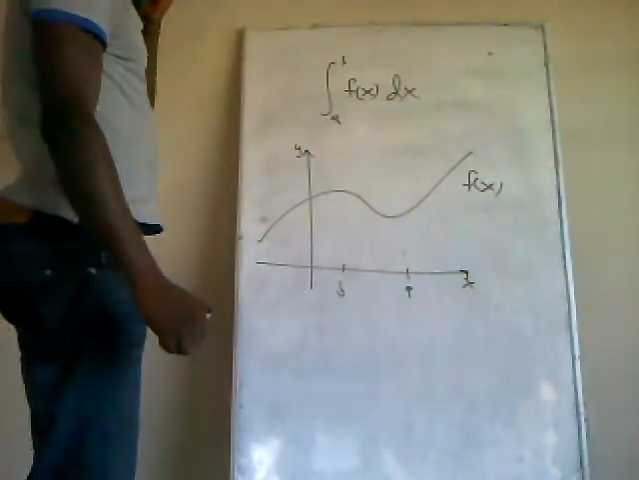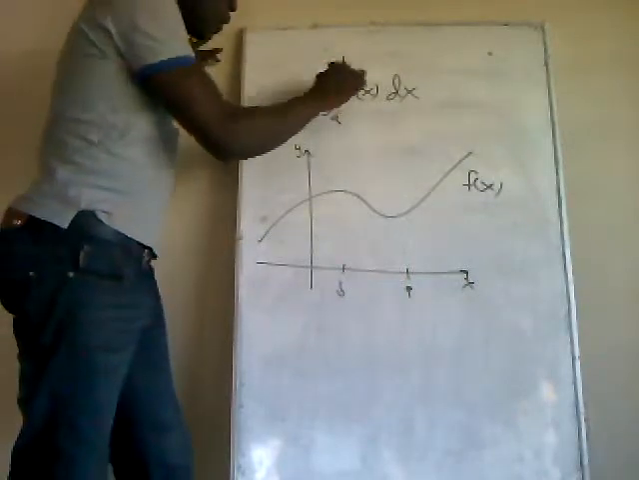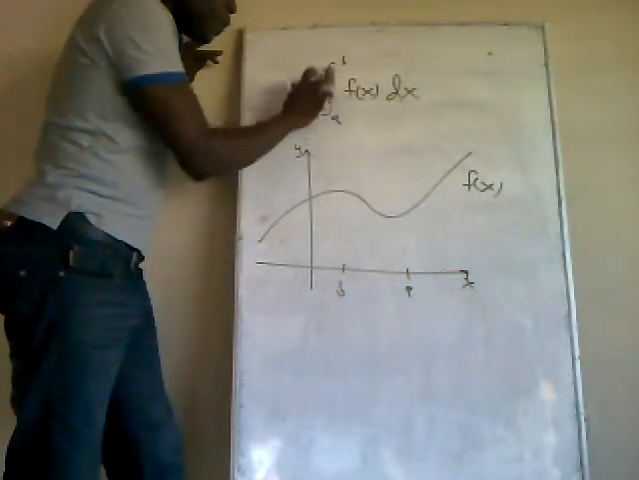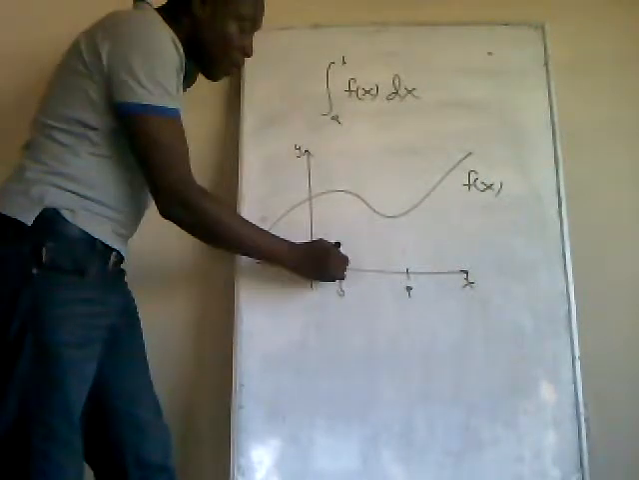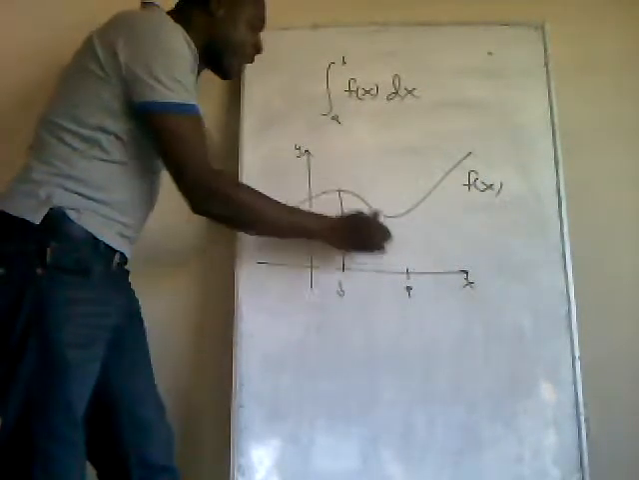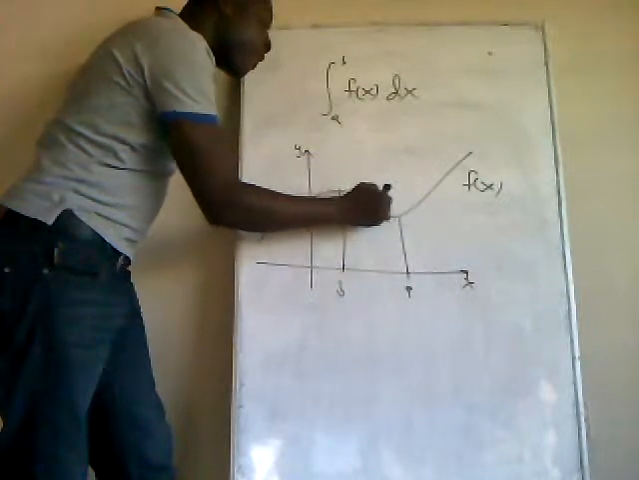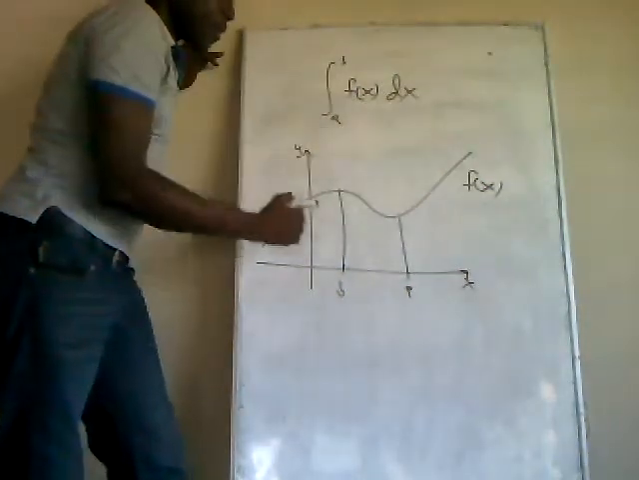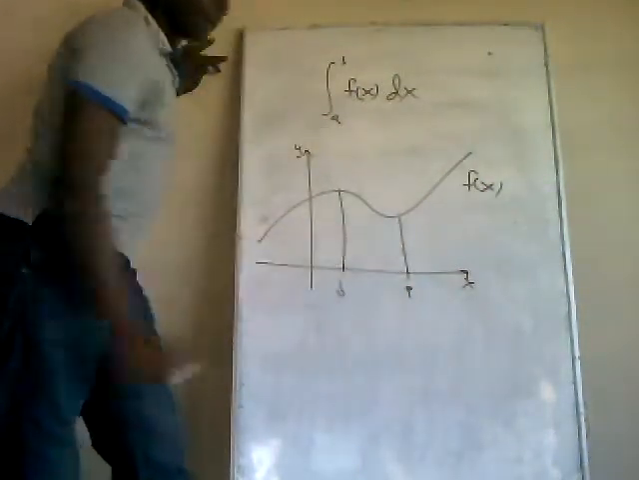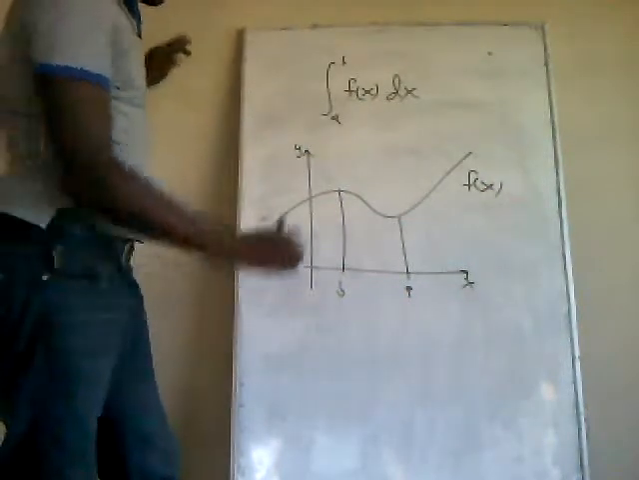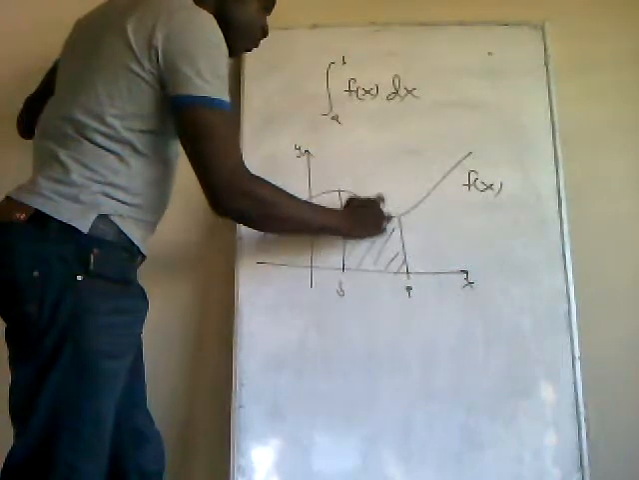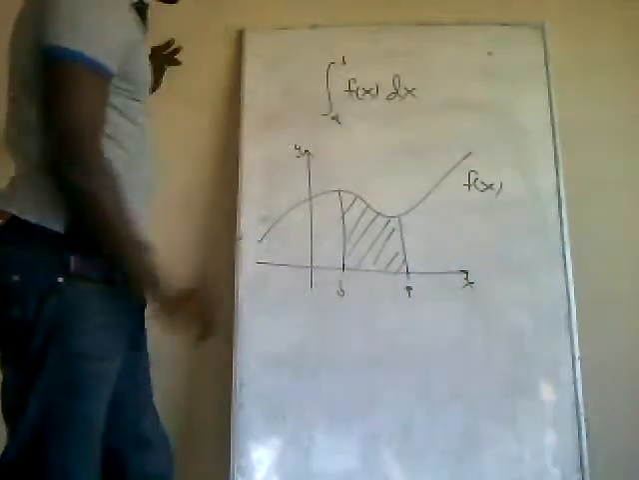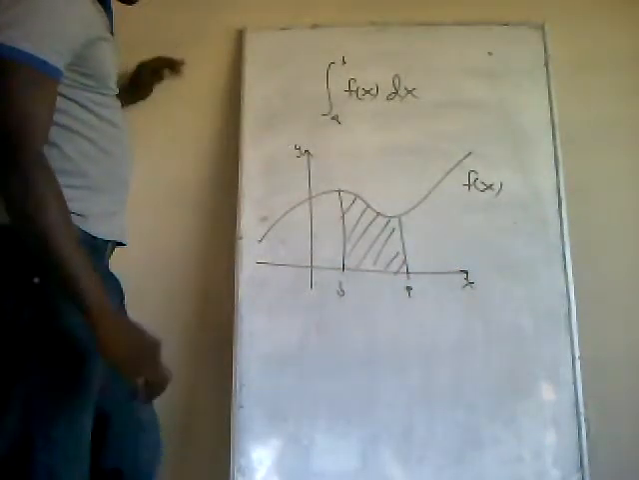So, if we integrate f of x from a to b dx, what we actually do is find the area under this curve bounded by a and b. So actually we compute this area. That is the interpretation of that.